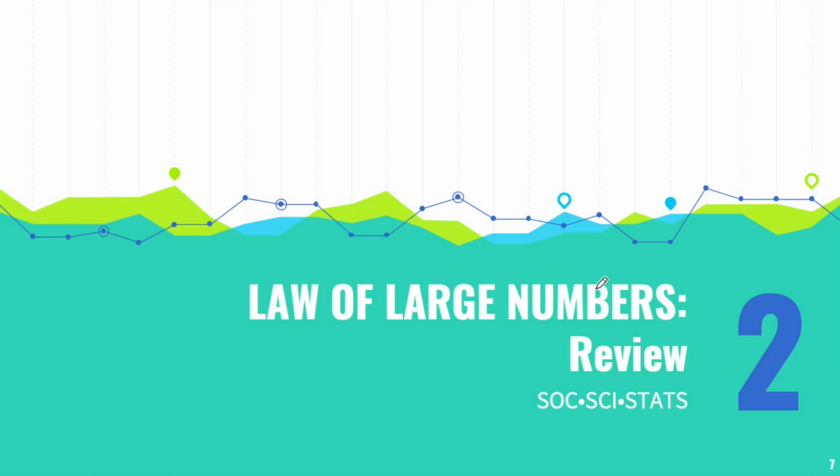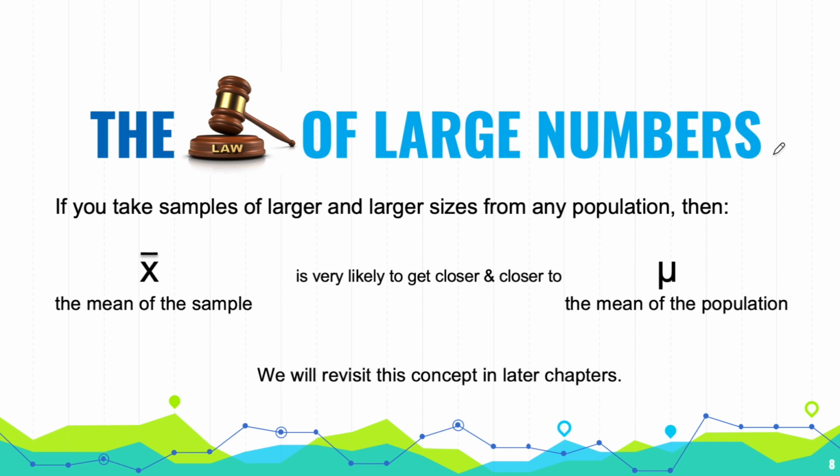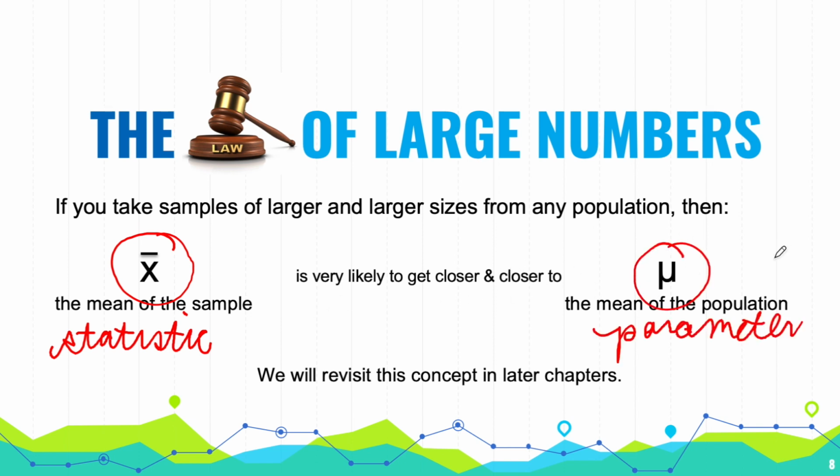To work with the central limit theorem, we're going to have to build upon what we know of the law of large numbers. The law of large numbers tells us that if you take samples of larger and larger sizes from any population, our statistic, x bar, the mean of the sample, is very likely to get closer and closer to mu, the mean of the population, which is a parameter.